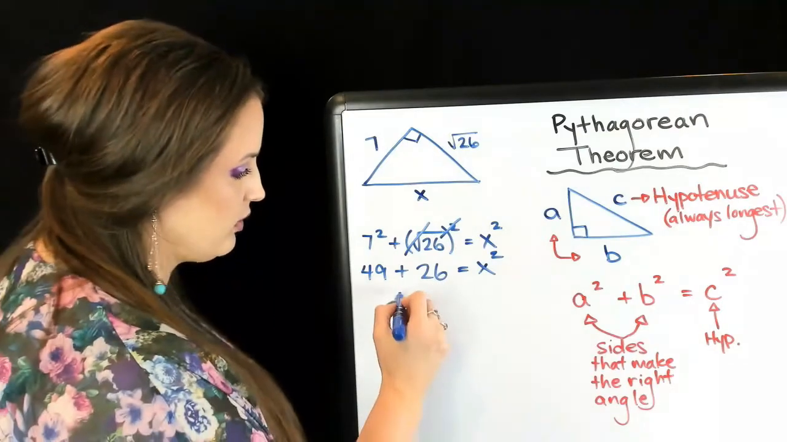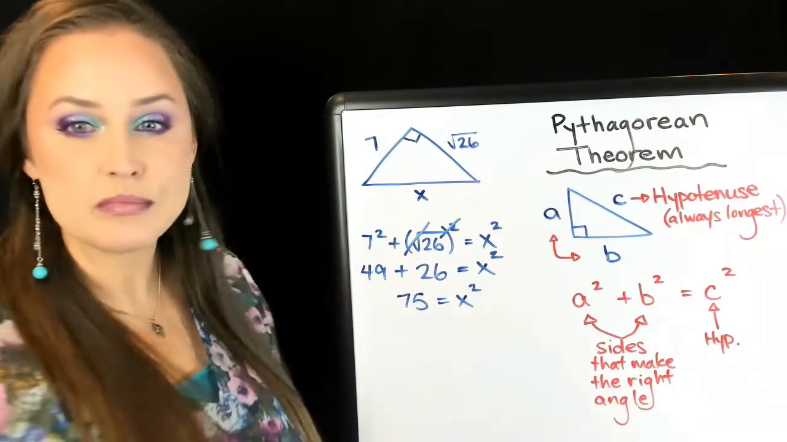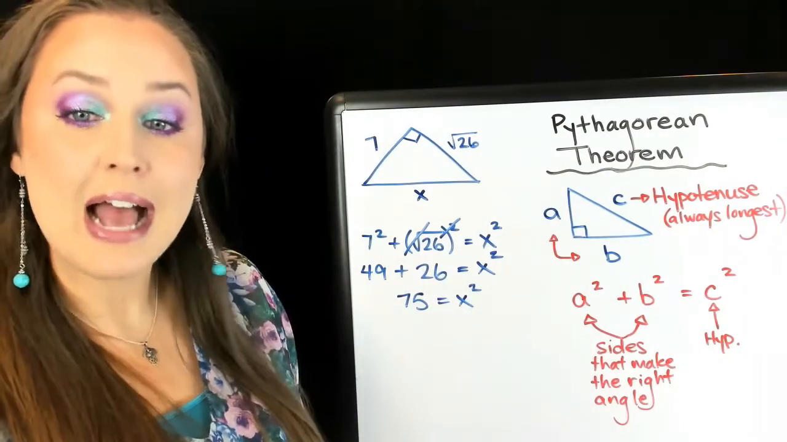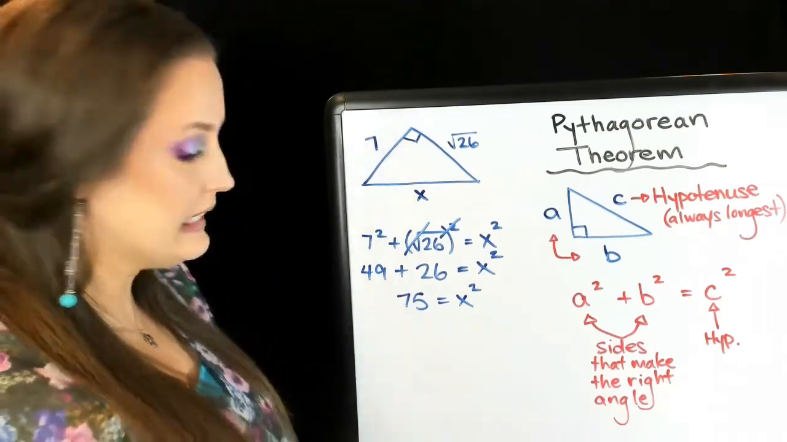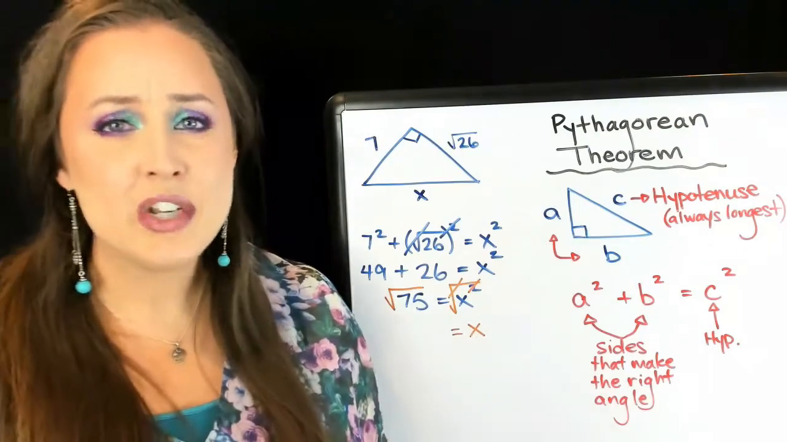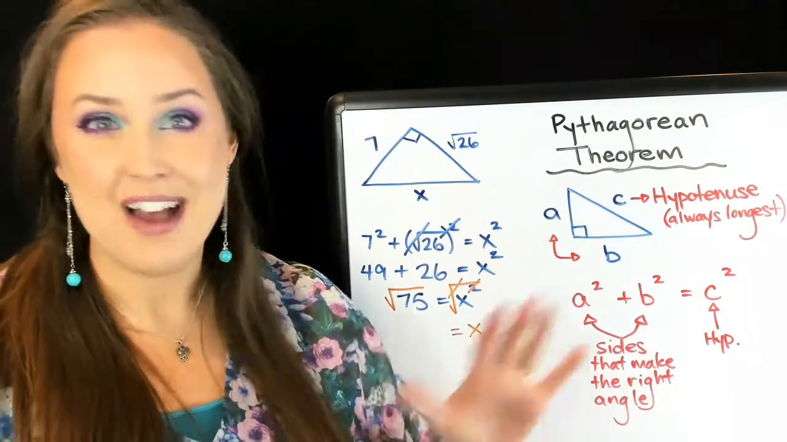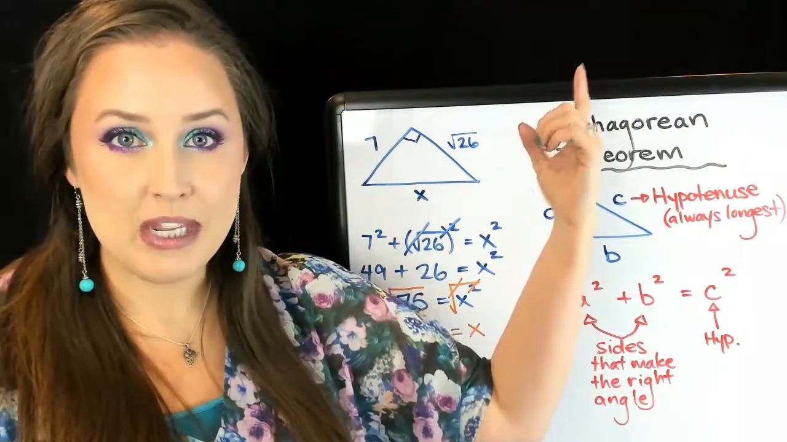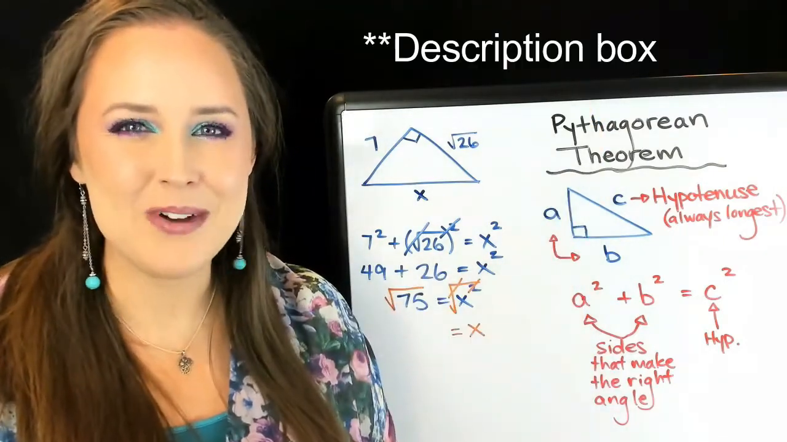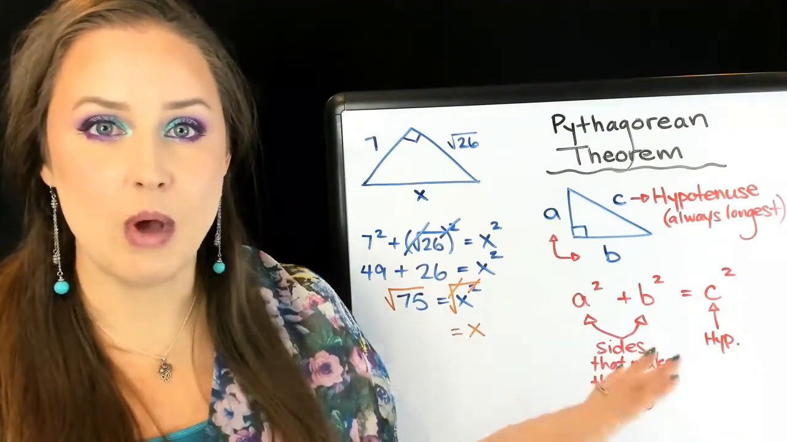So 49 plus 26 is going to be 75 equals x squared. So now we're going to do what we did on the last one and square root both sides. So this is what we have right now. Now I kind of left this blank because we need to know how to simplify root 75. Now if you're not sure how to simplify square roots, I've got a video for that. Check it out. It's up here and I'll try to remember to link it in the comments below as well. Now, you could just throw it in your calculator. Square root of 75, you'll get some awful decimal.